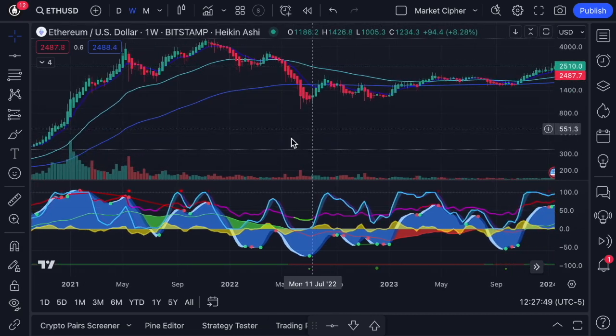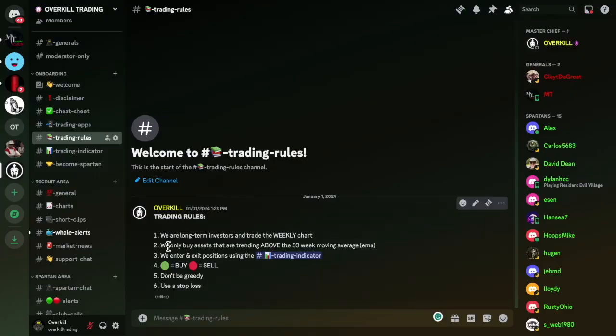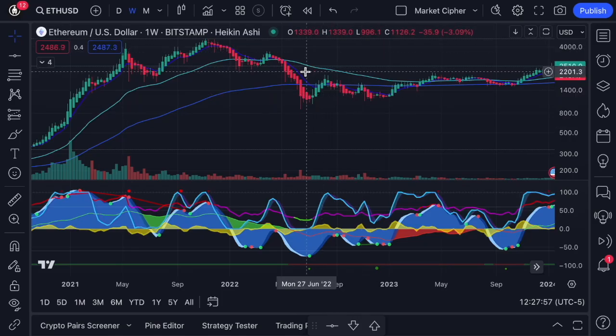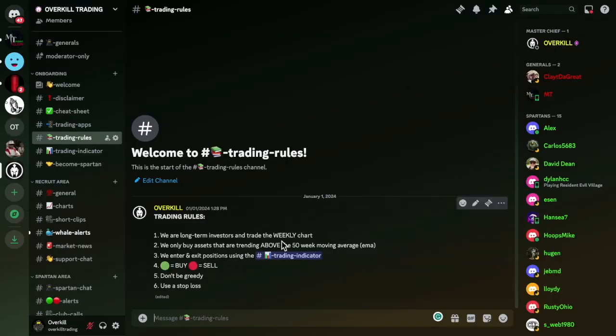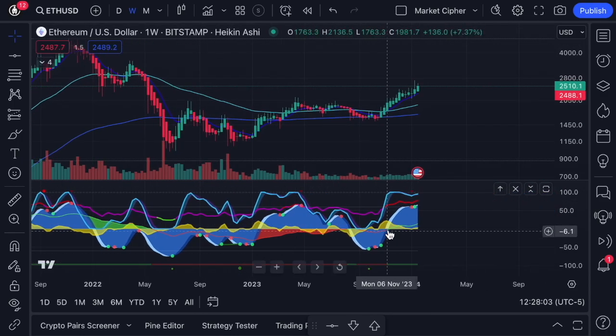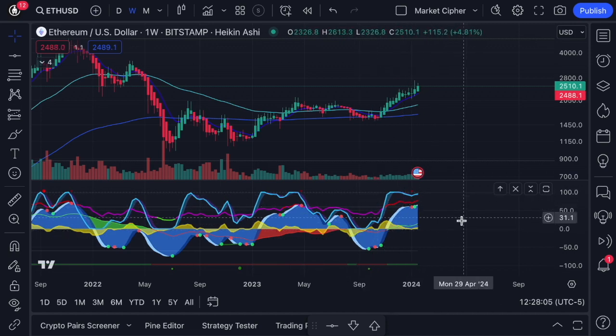So that's the strategy, folks. Again, we trade a weekly chart. We only buy assets that are trending above the 50-week moving average, the EMA. That is that light blue line on all my charts. We enter and exit positions based on the trading indicator. That is this Market Cipher B is what it's called.